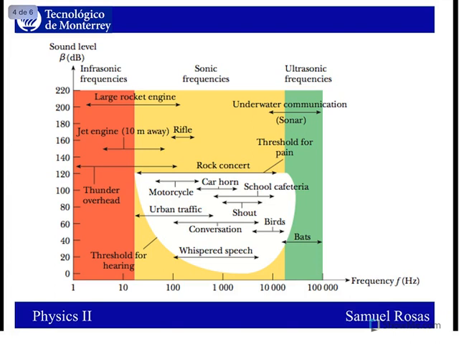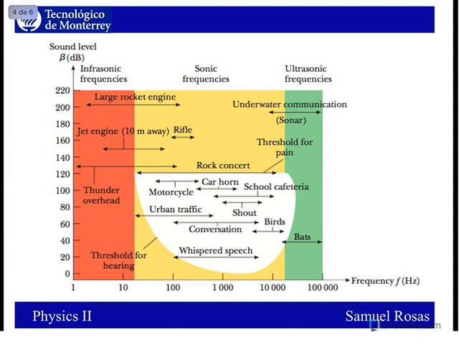Do not get confused between the sound level and the frequency. The sound level is the intensity. The more intense, the louder it will sound. The higher the frequency, the higher the sound will be. For instance, we have a car horn, a motorcycle, all of these in the wide region we can listen to. The human threshold is below 10 to the minus 12 watts per square meter.